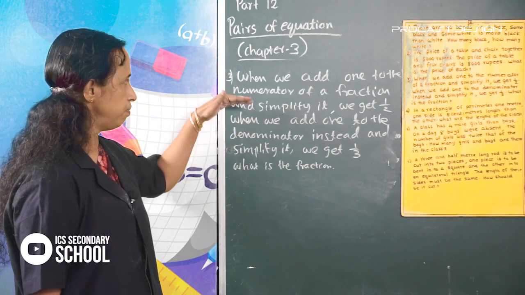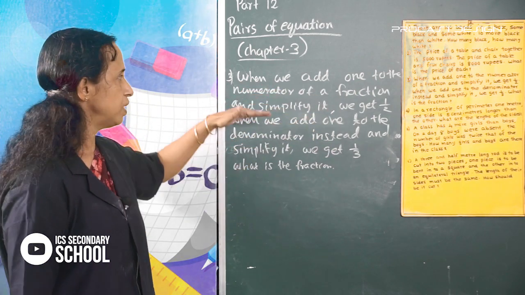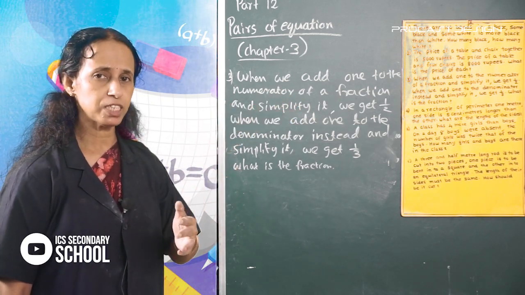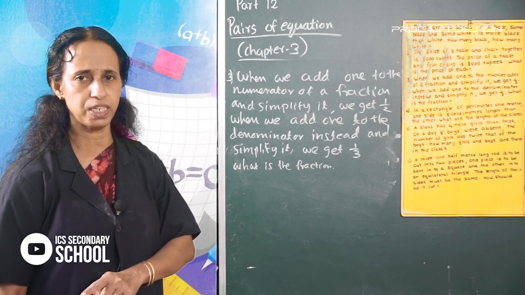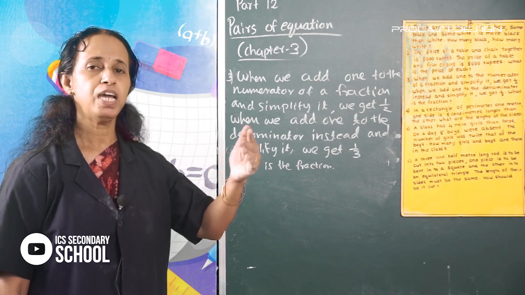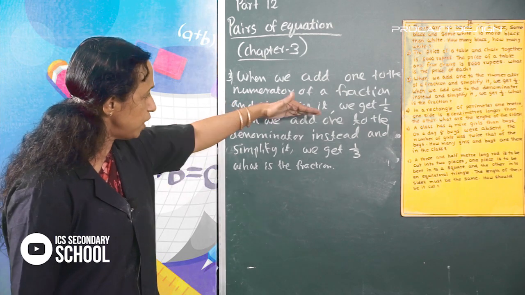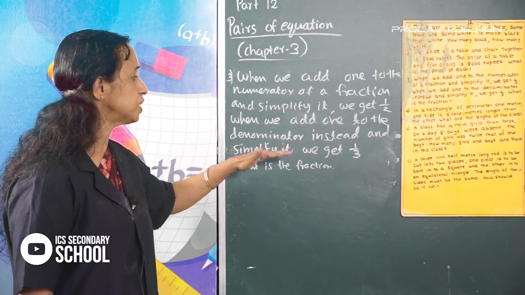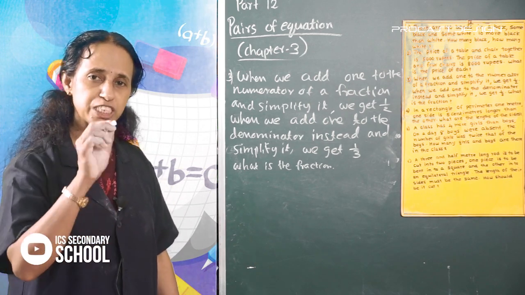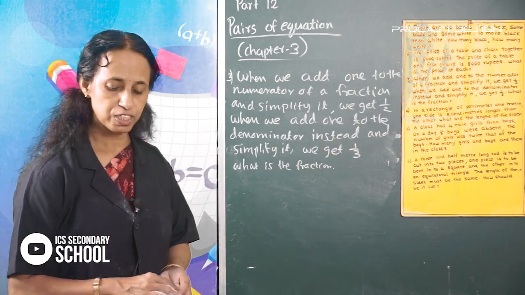Look here. When we add 1 to the numerator of a fraction and simplify, we get 1 by 2. If we take the fraction as x by y, x is the numerator and y is the denominator. Adding 1 to the numerator gives x plus 1 by y. Second, when we add 1 to the denominator and simplify it, we get 1 by 3. Adding 1 to the denominator gives x by y plus 1, which simplifies to 1 by 3. What is the fraction?